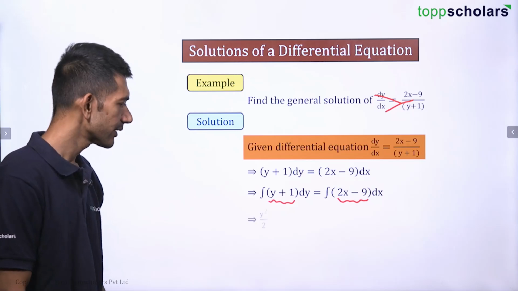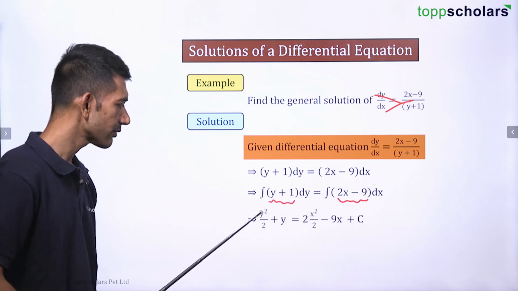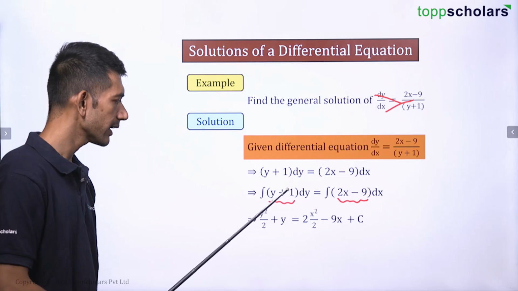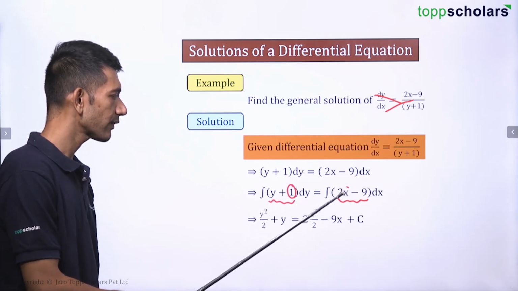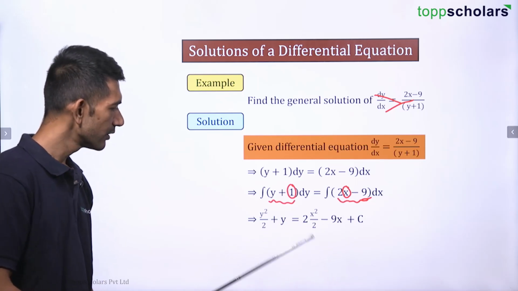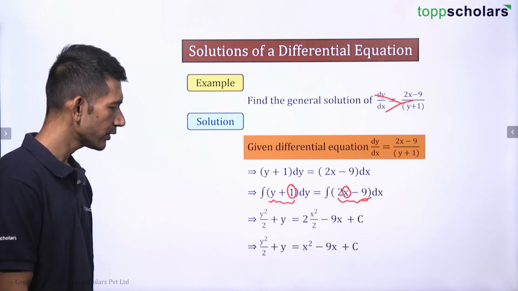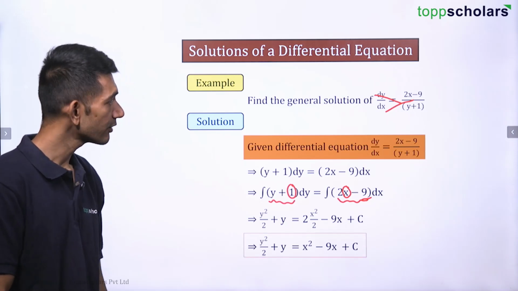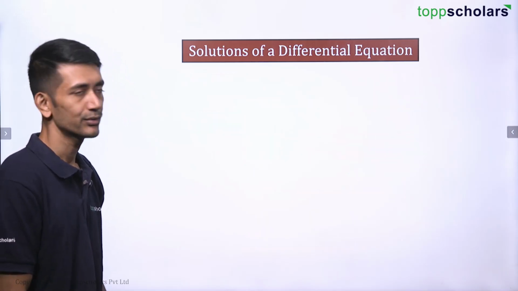So integrate this. Integration of y with respect to y is y squared by 2. Integration of 1 is y. Integration of x is x squared by 2. Integration of 9 is 9x plus c. Solve this further to get the general solution. So this is your general solution, right?